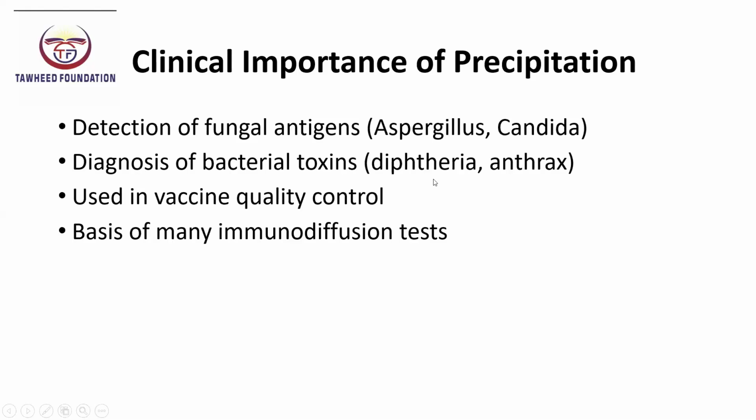samples or culture extracts. In vaccine production, precipitation techniques are used for quality control, ensuring that the right amount of antigen is present and that the vaccine components are immunologically active. Additionally, precipitation reactions are the basis of many immunodiffusion tests, which allow for the detection and quantification of antigen-antibody interactions in gel media. These applications show how a simple reaction can be an effective diagnostic and research tool in medicine.